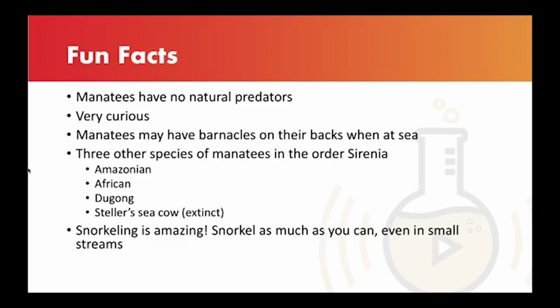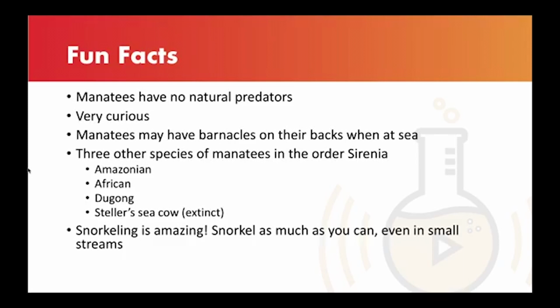Manatees may have barnacles on their backs when they're at sea, and so you can use that as an indicator of how long manatees have been at sea relative to the freshwater ecosystems, especially in the early season. When you start to get manatees there, you'll see a lot of barnacles on the backs of manatees in the months of November and December as well. So that can be an indicator, versus just having algae on their backs, which will happen more when they're in freshwater.